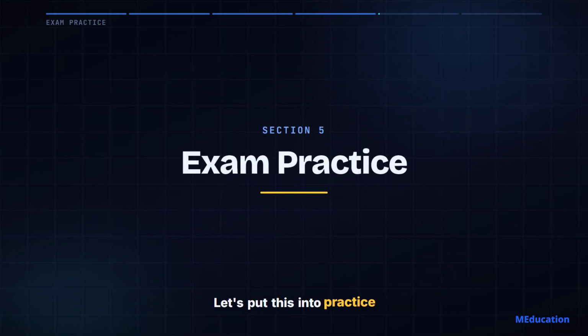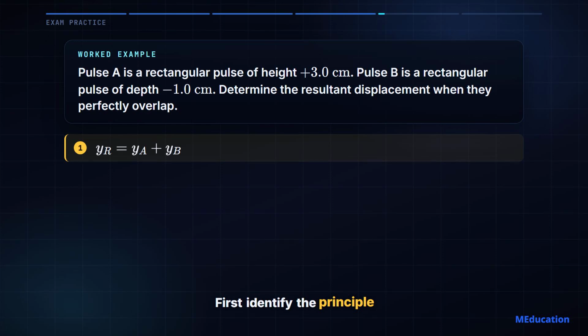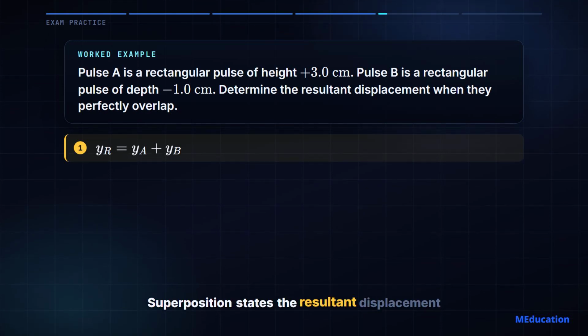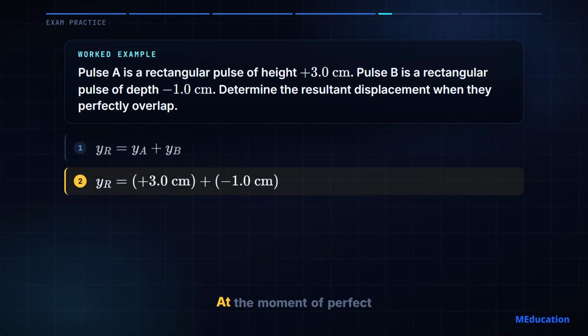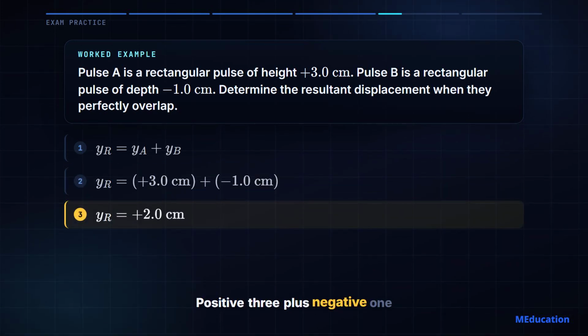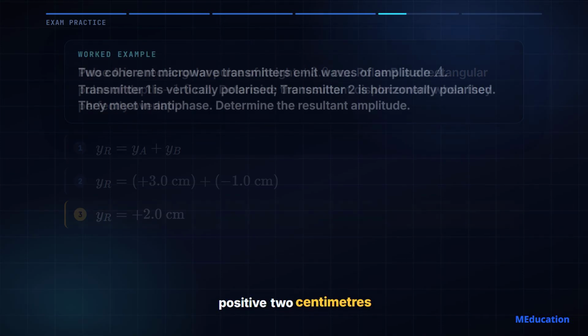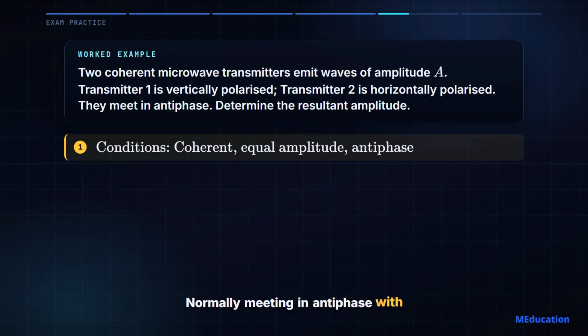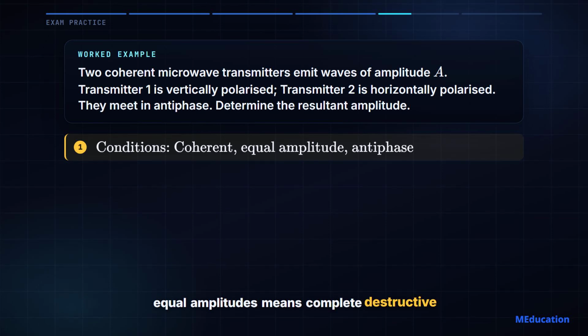Let's put this into practice with two classic exam scenarios. First, identify the principle. Superposition states the resultant displacement is the vector sum of the individual displacements. At the moment of perfect overlap, we read the displacements and add them, respecting the negative sign of the trough. Positive 3 plus negative 1 gives a resultant displacement of positive 2 centimeters. Normally, meeting an antiphase with equal amplitudes means complete destructive interference, giving a resultant of 0.